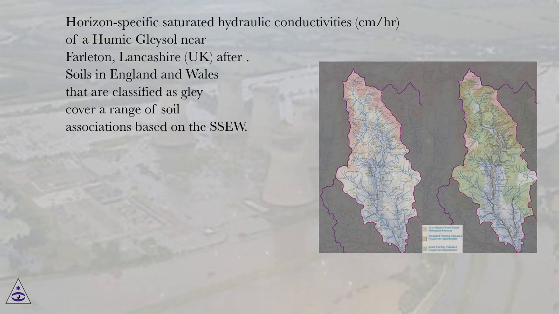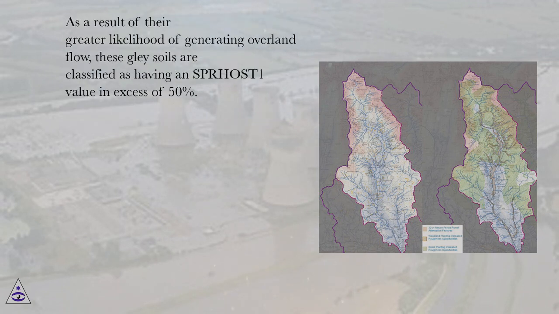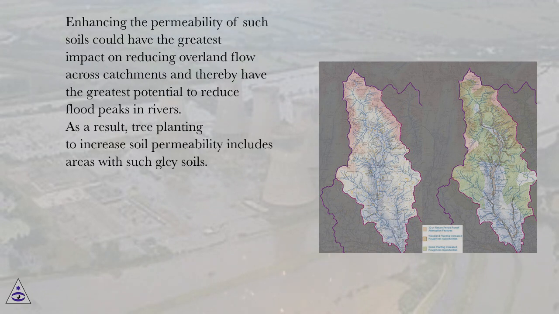Soils in England and Wales that are classified as gley cover a range of soil associations based on the SSEW. As a result of their greater likelihood of generating overland flow, these gley soils are classified as having an HOST class 1 value in excess of 50%. Enhancing the permeability of such soils could have the greatest impact on reducing overland flow across catchments and thereby have the greatest potential to reduce flood peaks in rivers.